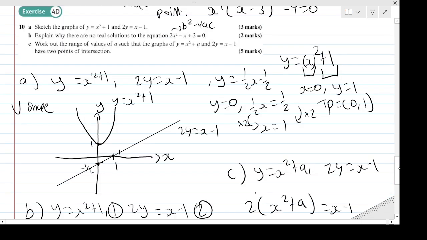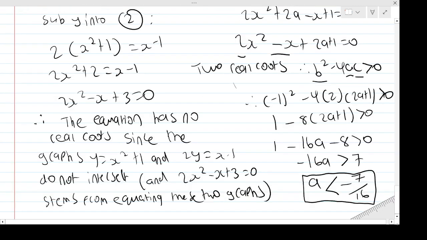Because remember, it doesn't say A is positive or negative. It just literally says work out the range of values of A. That's what we did. That is a range of values for A, that inequality there. So there we are. Cool. So that's intersection points.